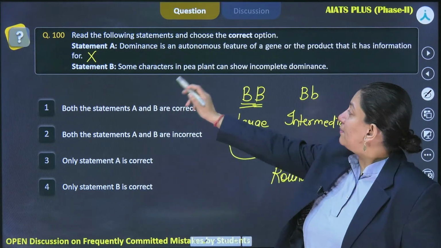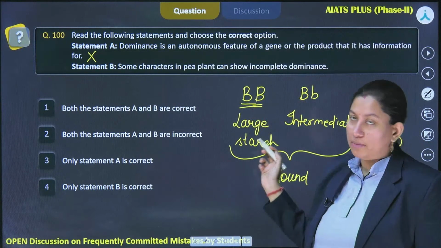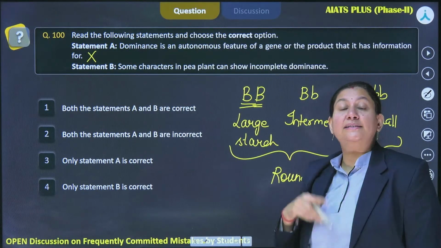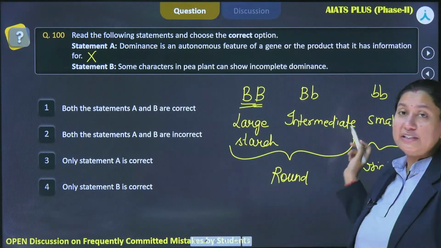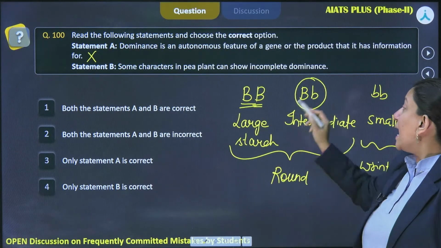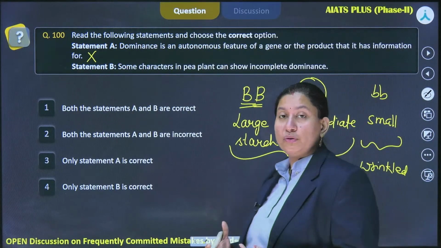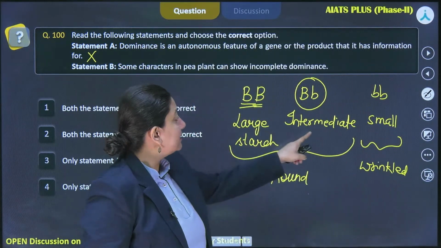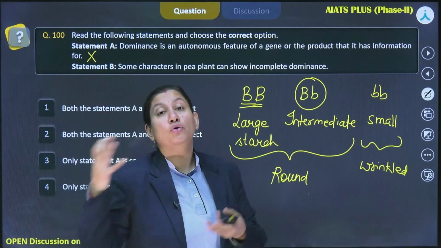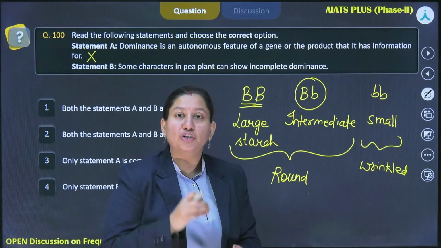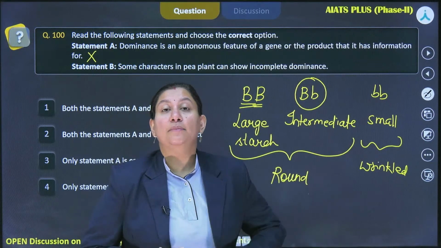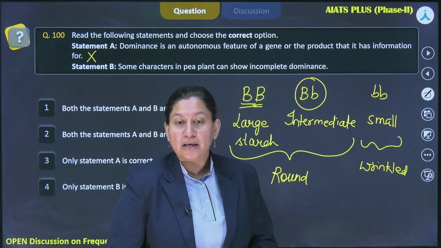Now statement B says some character in pea plant can show incomplete dominance. We have seen here just the example that the starch grain size, if that is considered as a character in a pea plant, it shows incomplete dominance, as when the heterozygous genotype is present. In that particular case, the size that we are obtaining is an intermediate sized one, right? As opposed to the law of dominance, which proposed the fact that if the dominant allele is present, then definitely there will be a complete expression of it, right?